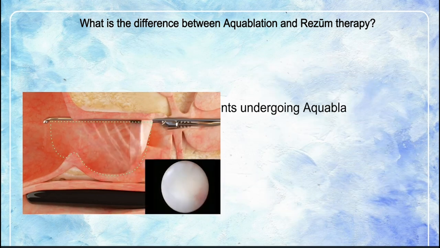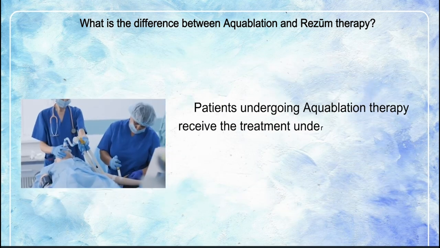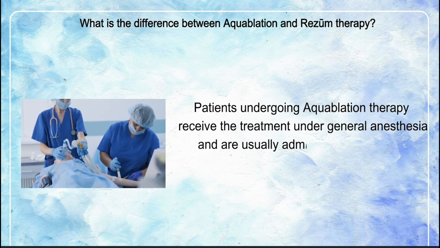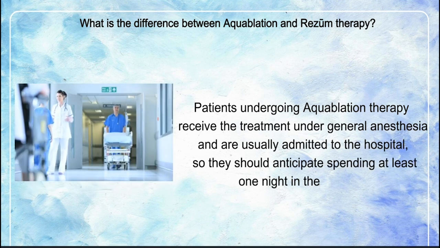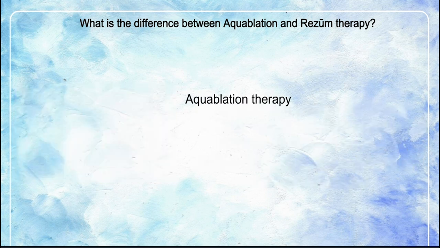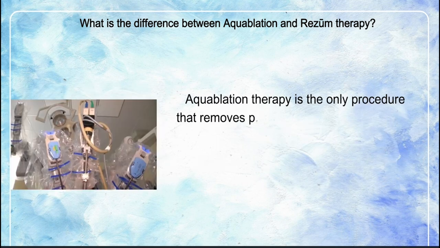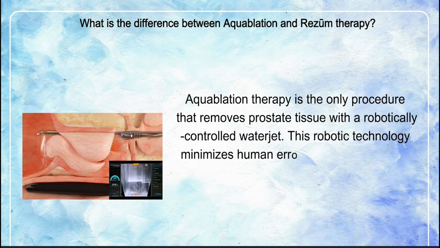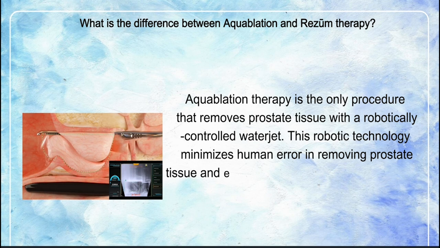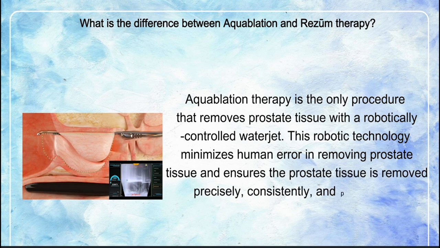Patients undergoing aquablation therapy receive the treatment under general anesthesia and are usually admitted to the hospital, so they should anticipate spending at least 1 night in the hospital. Aquablation therapy is the only procedure that removes prostate tissue with a robotically controlled water jet. This robotic technology minimizes human error in removing prostate tissue and ensures the prostate tissue is removed precisely, consistently, and predictably.